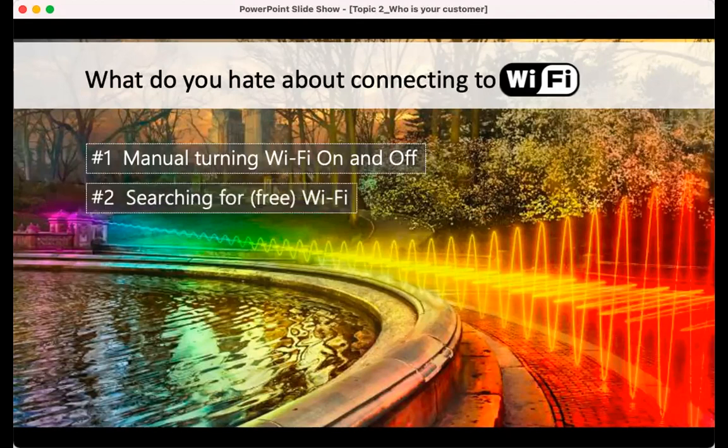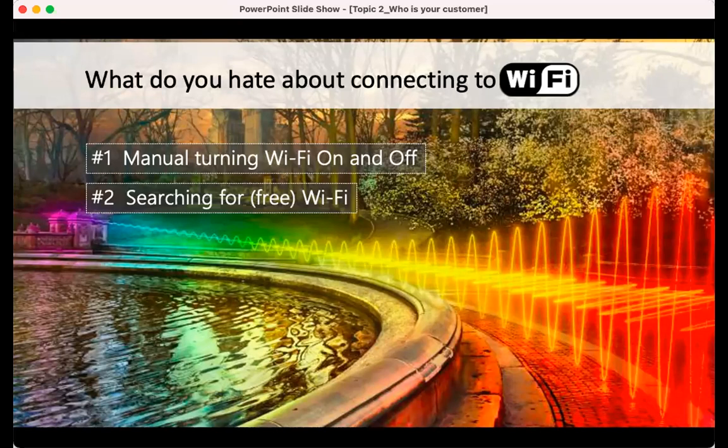The second thing that we found out is people hate searching for free Wi-Fi. Especially travelers, or when we are coming into a new cafe. You probably want to spend 15 minutes just checking your emails, and you keep on looking for usable free Wi-Fi. You don't want to have to pay for the Wi-Fi, right?